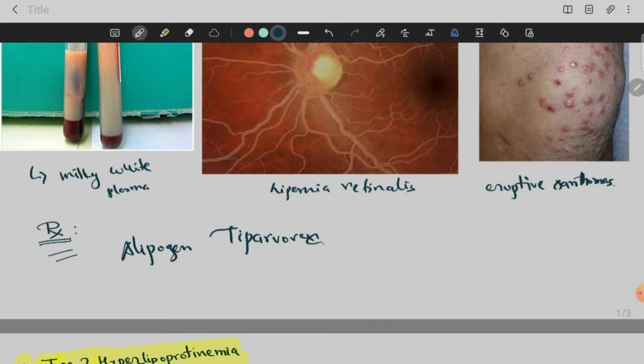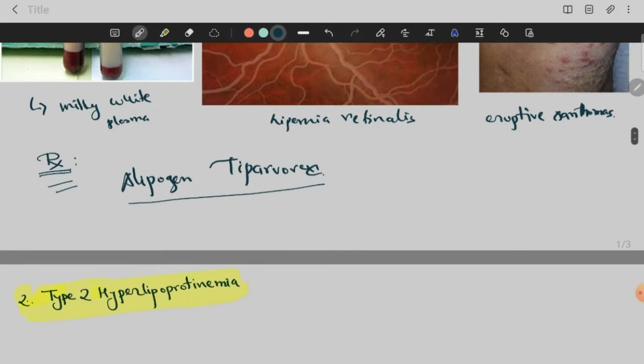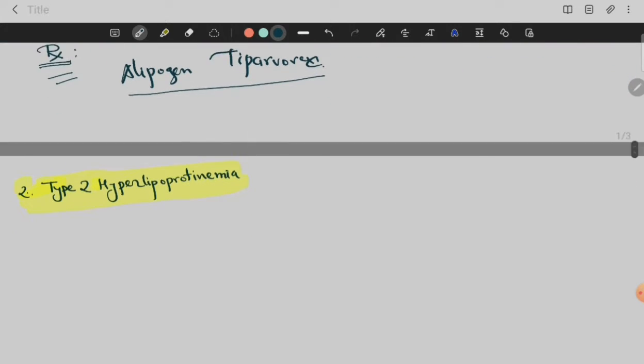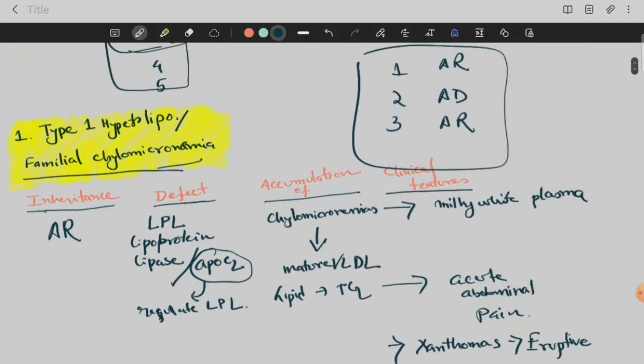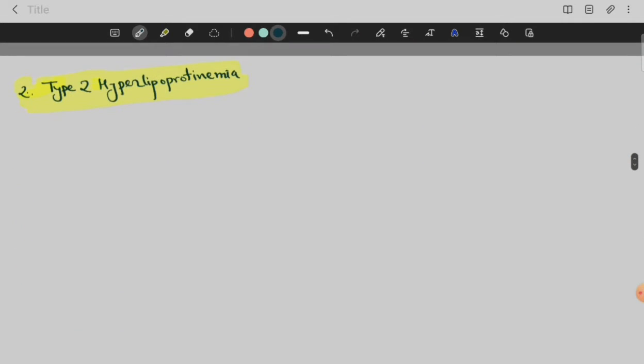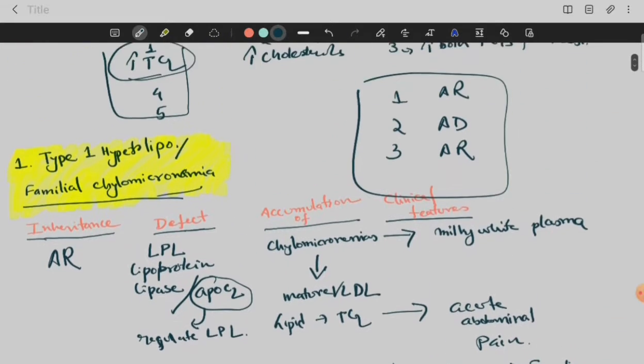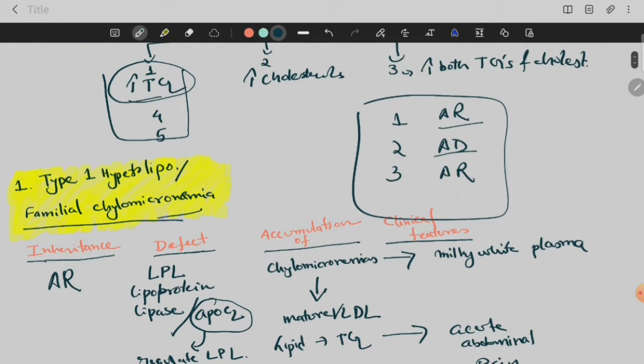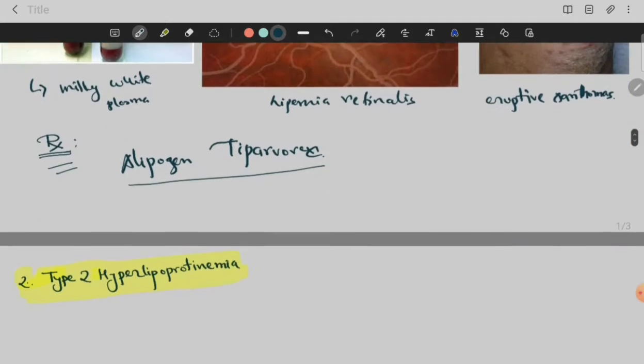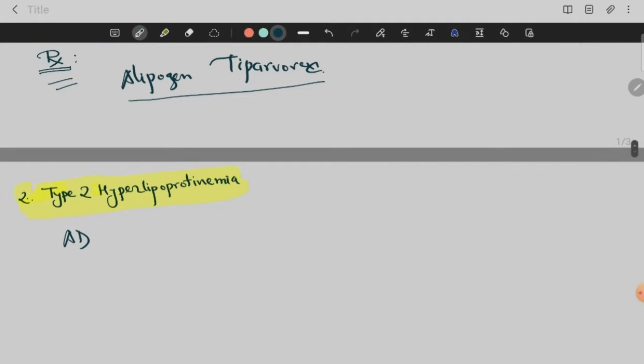This is actually used in higher centers to treat type 1 hyperlipoproteinemias. Okay, this is all about type 1. Next we come to type 2 hyperlipoproteinemias. Type 2, as you can see here, we discussed this. Type 1 is AR, type 2 is AD, then type 3 AR. So this is all about autosomal dominant behavior.